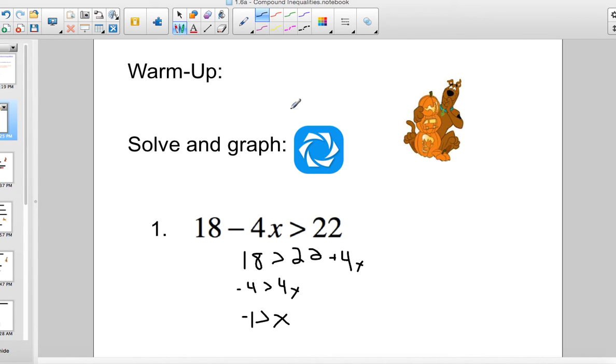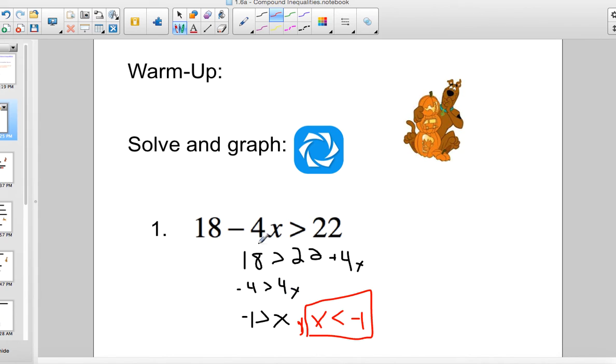I would always get in the habit of rewriting these with x first. If I read it as x first, that's x is less than negative 1. Reading it from right to left, x is less than negative 1. That way it's easier to graph it. So that's what I would say my final answer would be.